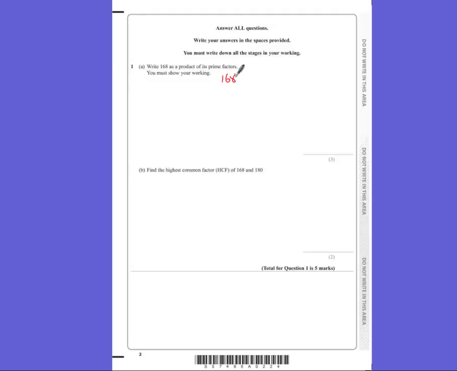So 168 can be split into 2 times 84. 84 can be split into 2 times 42. 42 can be split into 2 times 21. And 21 can be split into 3 times 7. So 168 would be 2 cubed times 3 times 7.